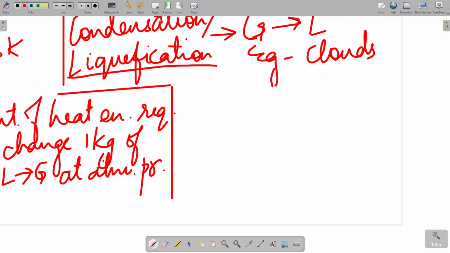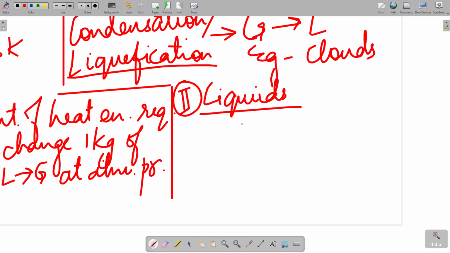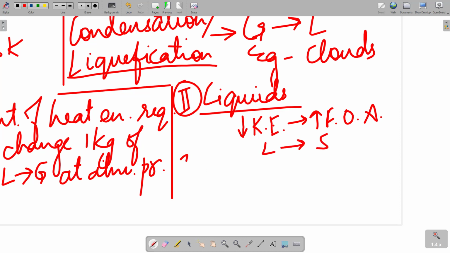Right? Okay. So now the next state that we are going to take is liquids. What's happening in liquids? Similarly, as we learned earlier, there's a change in kinetic energy, because of which there's a heightened force of attraction. Particles are coming close to each other, and liquid is getting converted into solid. This is called solidification.